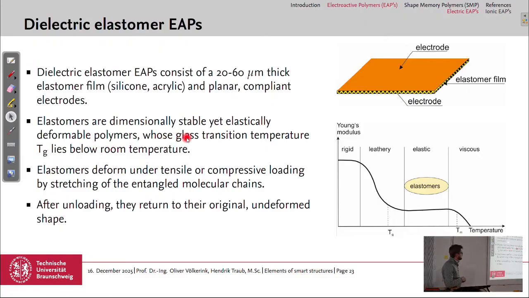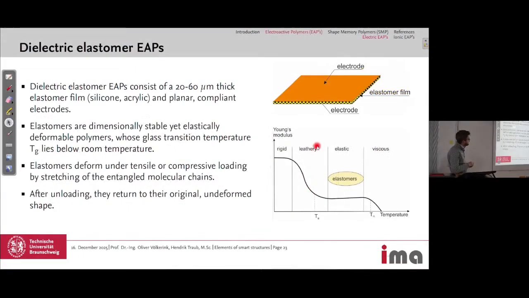And the glass transition temperature lies below room temperature. So we are in this range. Here's the room temperature, here's the melting temperature. Here it is rigid, here it behaves like leather, and we use it in the elastic range, and it would be viscous when we go above the melting temperature. And this is the Young's modulus, so a high Young's modulus in the rigid phase and a lower modulus here in the elastic regime.